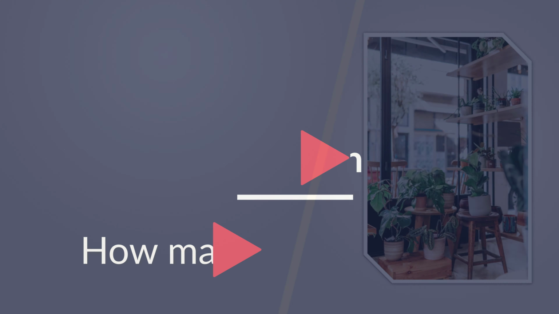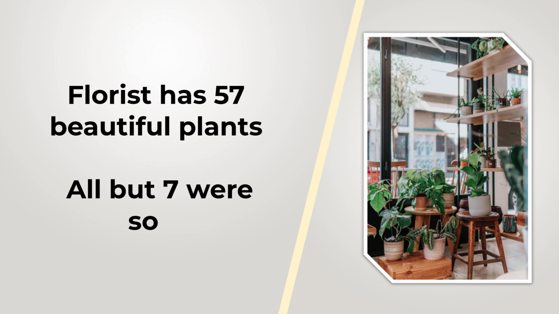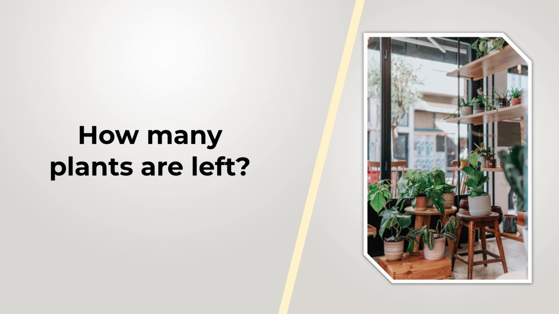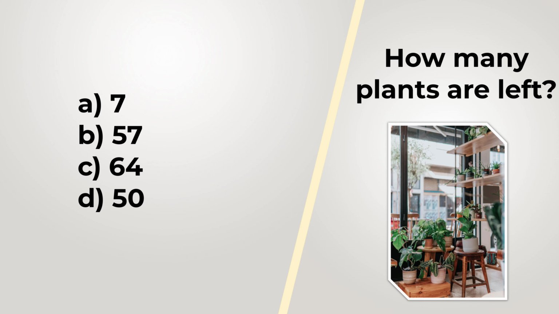Here's the challenging question you might frequently see on the test. A florist has 57 beautiful plants. All but 7 were sold. How many plants are left? There are 4 different choices. A, 7, choice B, 57, choice C, 64, and choice D, 50.